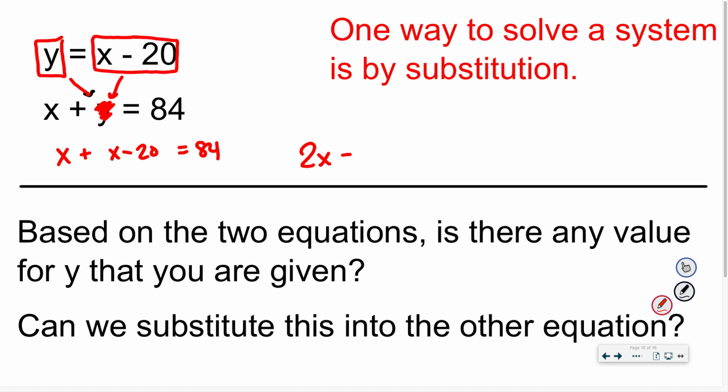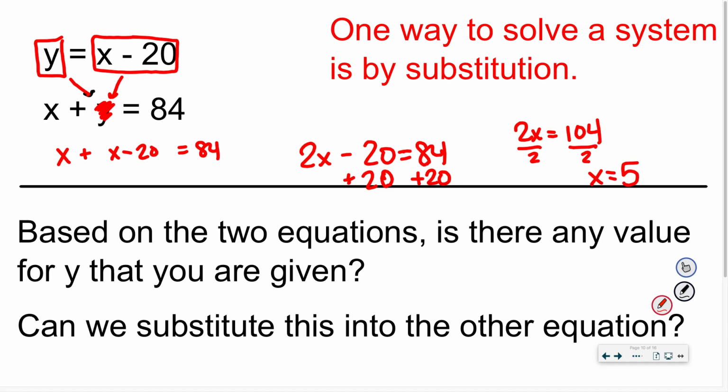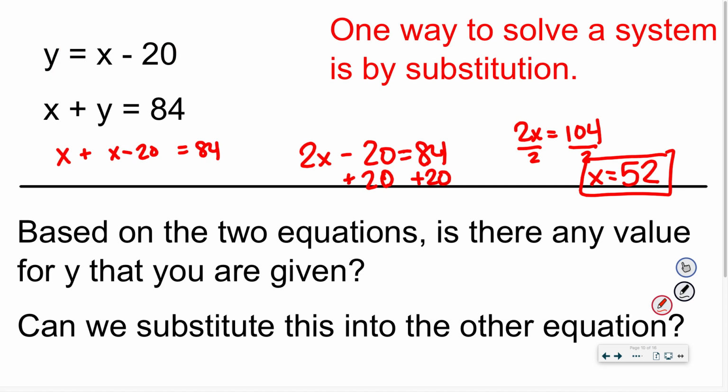2x minus 20 equals 84. Now what? Now add 20. So 2x equals 104. Yeah. Now divide by 2. So what's x? 52. X is 52. Am I done? Did I find the coordinate? No, because I only have which value? I only have x. What's y? What should I do to find y? Plug in. Yeah. Does it matter which equation? No. If I plug in 52 in both, either one, I can do both. What does y have to be? 32.